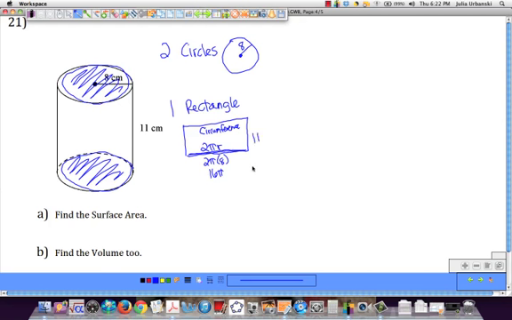So now all we have to do is figure out our dimensions. For each circle, it's pi times 8 squared, pi times radius squared. That's 64 pi. But don't forget, there are 2 of them, so you multiply by 2, and you get 128 pi. For the rectangle, it's 16 pi times 11, and times 11, you get 176 pi.